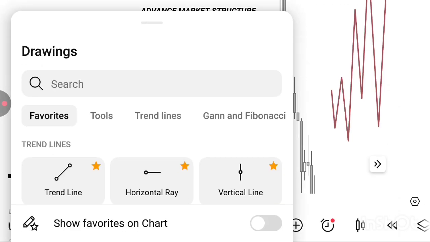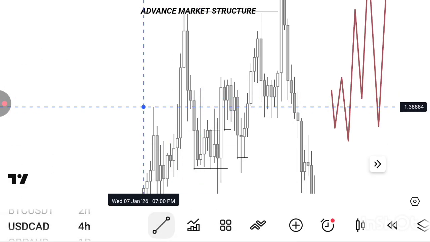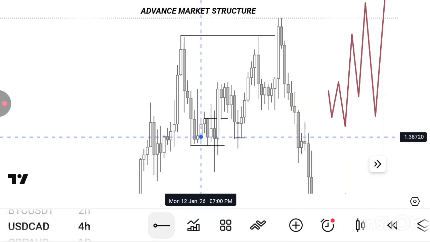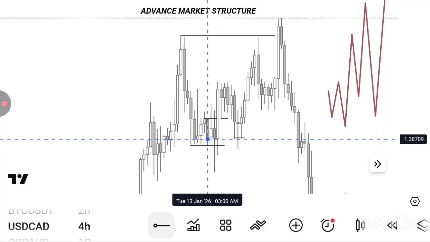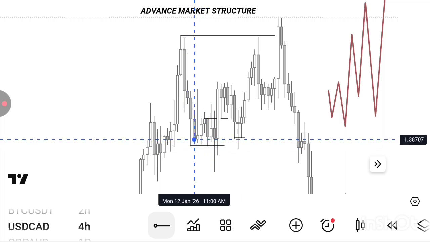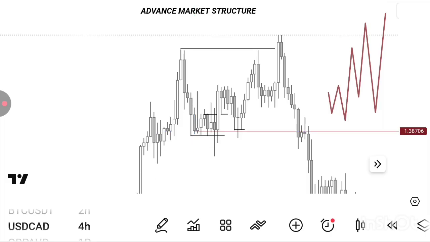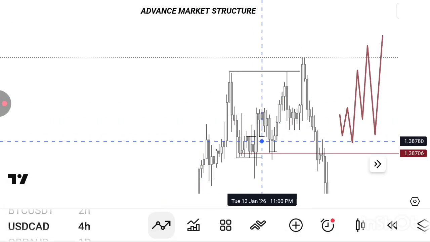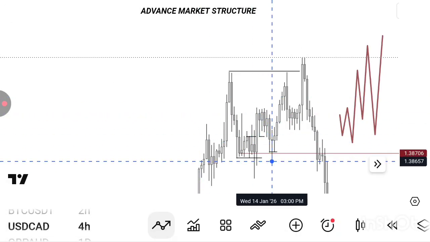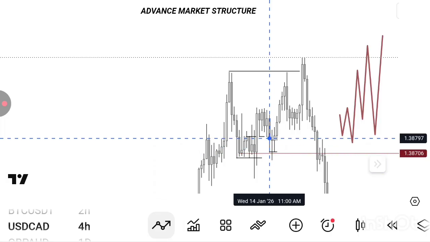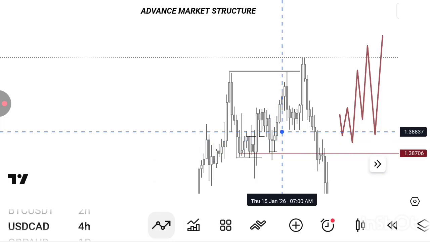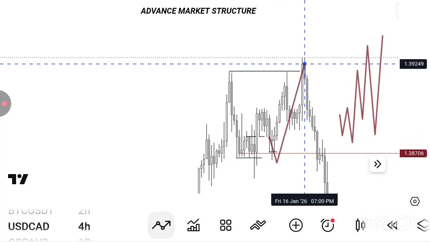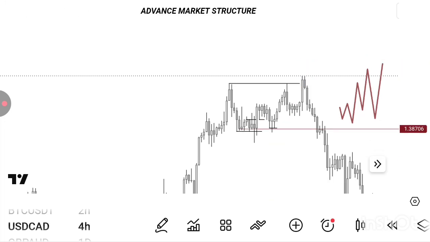So after price took out the liquidity, price reacted from a key level closer to that liquidity, and what we expected, or what we saw price did, was that price then what? Expanded towards the external. After price took out this liquidity, what we now saw price did was that price expanded towards the what? External liquidity, which was this particular level. So that's basically how advanced market structure is.